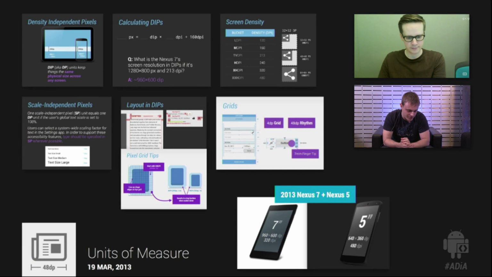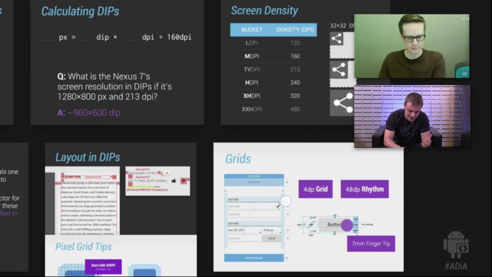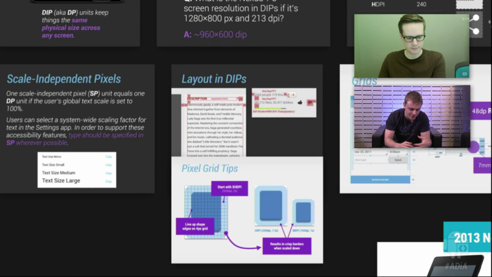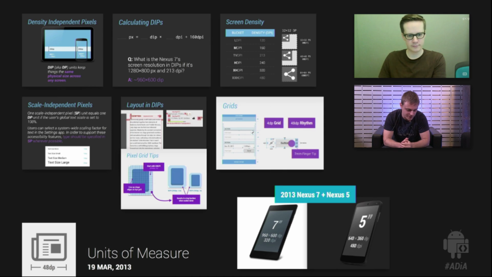So the first one I want to talk about is units of measure. In this episode, which was actually coupled with the newsreader redesign, which Nick will talk about later, we talked specifically about density-independent pixels, how you calculate dips, screen density, grids, basically everything related to a lot of the visual design and layout stuff that you need to know. This is kind of like a visual design 101 for Android, if you will. So if you're just getting started, definitely check out this episode where we talk about units of measure.